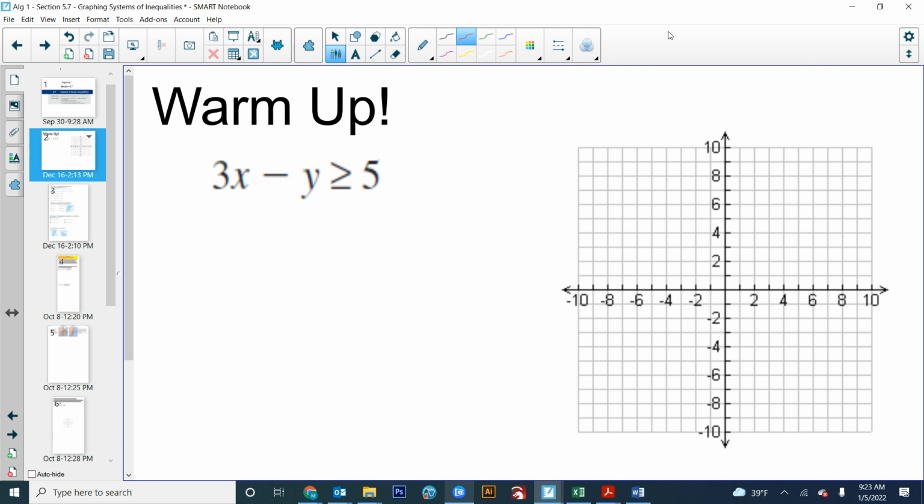Hey guys, let's go do the warm-up. Do you know how to shade them? So for y is greater than, you're going to shade it above the line. Okay? But that line, because it's not equal to, it has to be dashed.